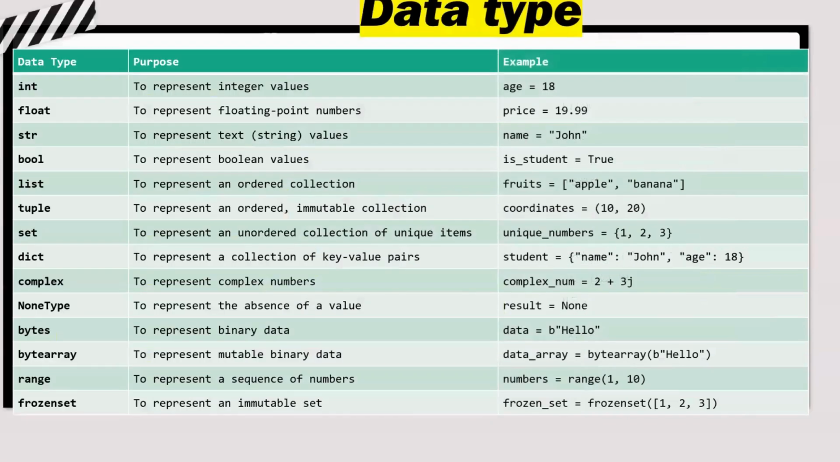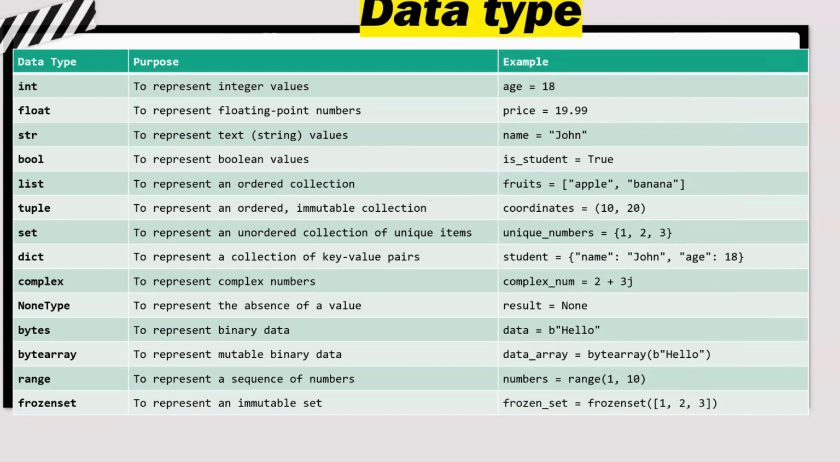Let's move on to data types. These following 14 data types are used in most Python programming in our day-to-day lives. Int: its purpose is to represent integer values, like age = 20. And float: float represents floating numbers, like the price 99.99 or 19.99. These are floating point numbers.